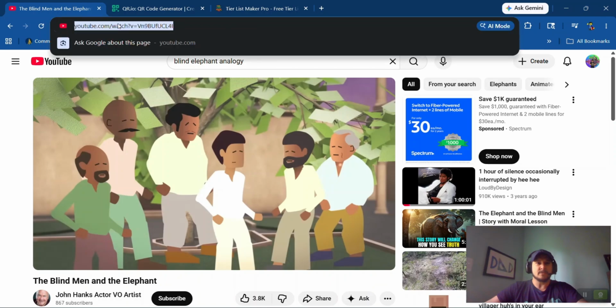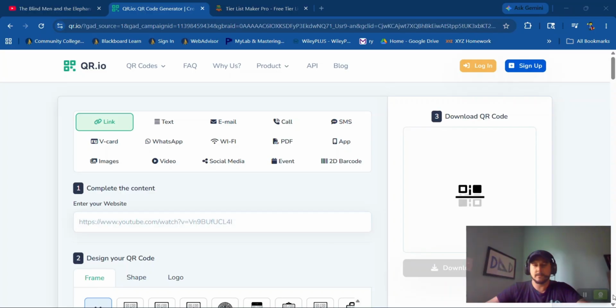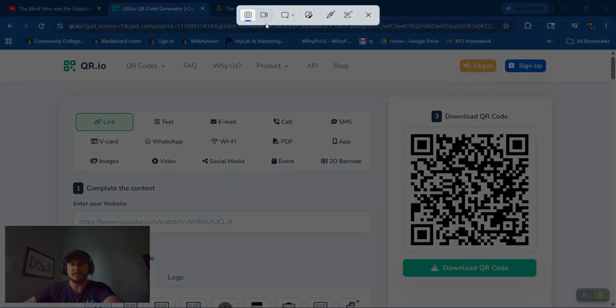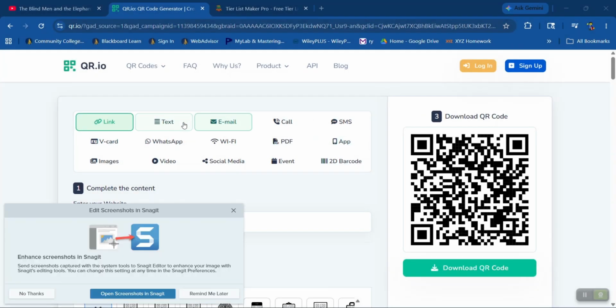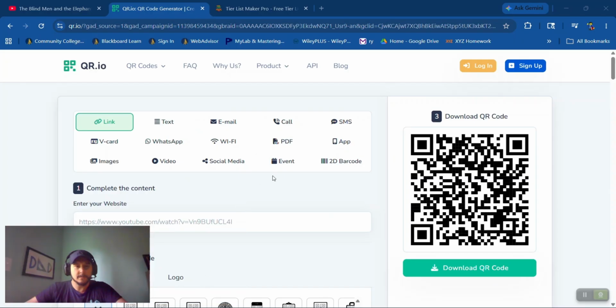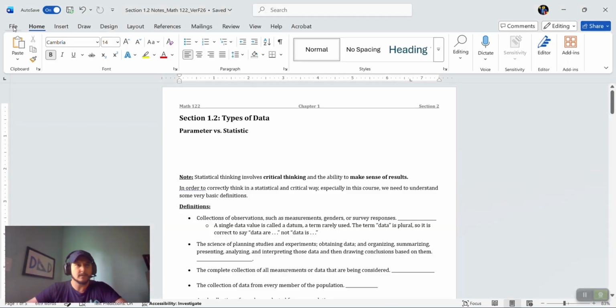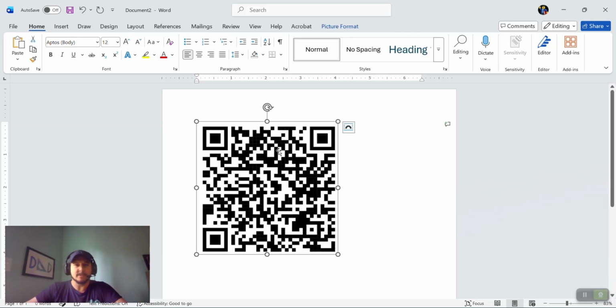So I am going to steal this YouTube video, and I'm going to create a QR code for it. And I'll go ahead and print screen here. And I'll take this QR code. Like we did last time, we'll go ahead and open up a copy and paste palette. There's our QR code.